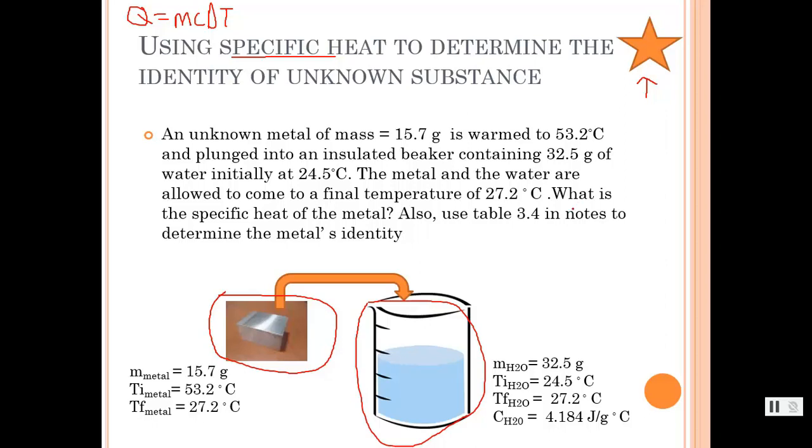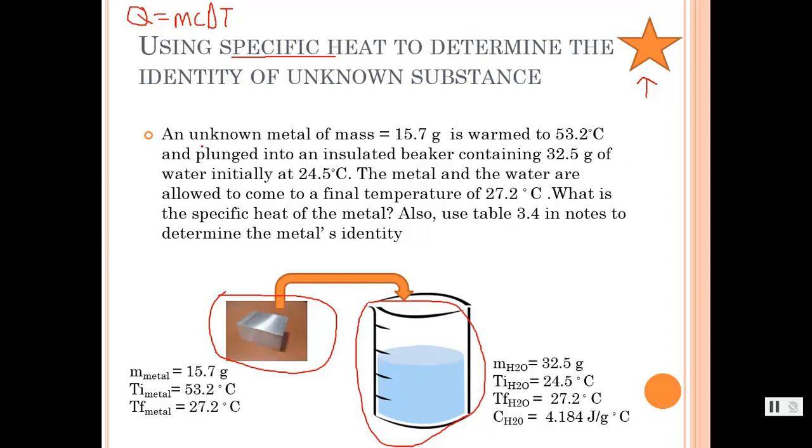But this kind of problem is a bit long for a quiz question, so there's not going to be a question like this on the Canvas quiz, but there will be one like it on the unit exam. And there's also another practice problem like this on the Canvas worksheets that you can work on your own. But let's try to identify the unknown block of metal here using this concept of specific heat and Q equals mc delta T.